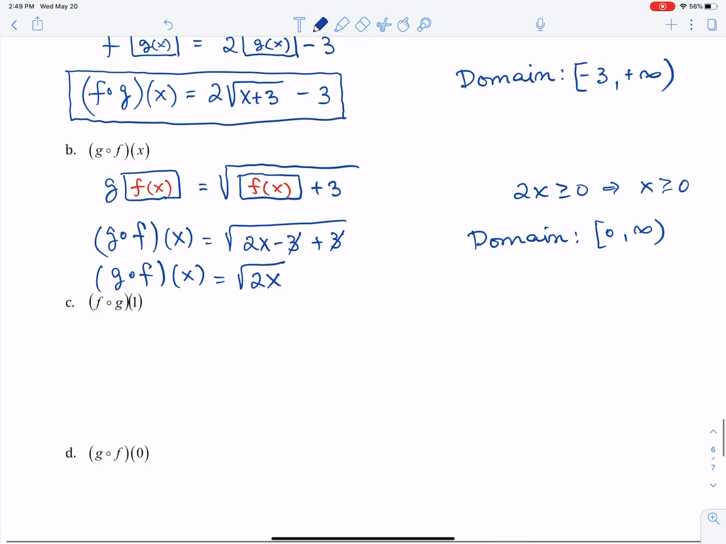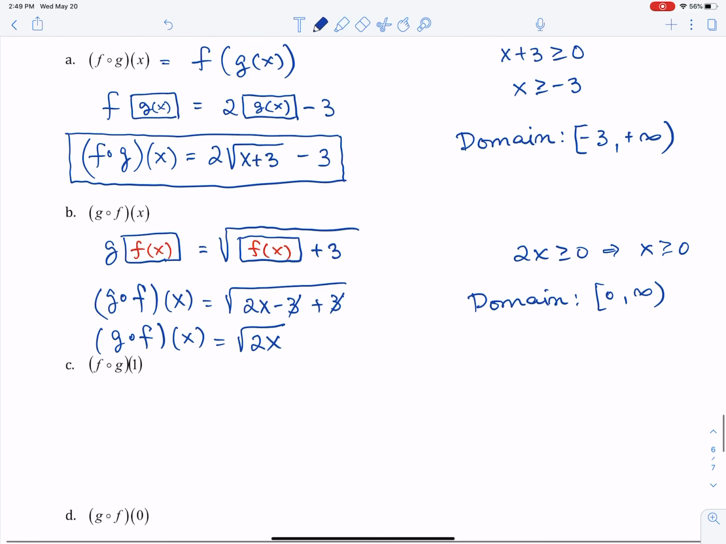And to calculate f of g of 1, I can go in the place of f of g of x to plug in 1. That's going to be too many calculations at the same place. Instead, I can simply go, okay, let me calculate what is g of 1 first. And function g is square root of x plus 3, so 1 plus 3, that's square root of 4, or g of 1 turns out to be 2.